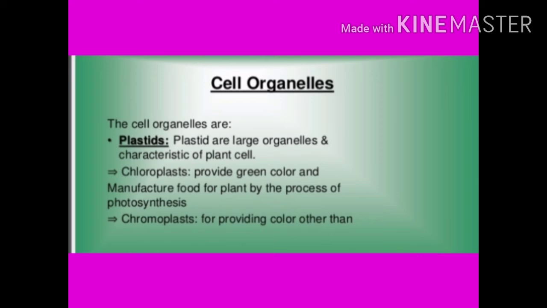Now we will read about the cell organelles which are present inside the cell. First of all, we will read about plastids. These are present only in plant cells. Plastids contain certain pigments that have a specific role to play in the functioning of plants, or simply, they give color to the plants. For example, chloroplast gives green color, and chromoplast contains non-green pigments and gives color to flowers and fruits.